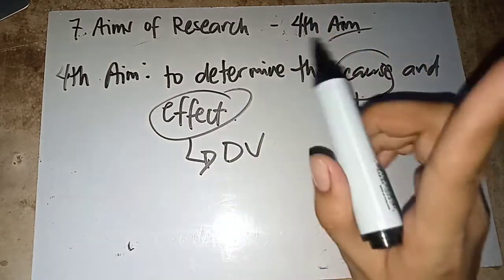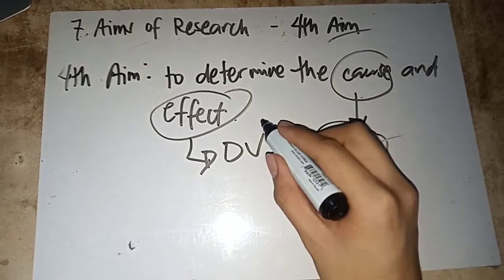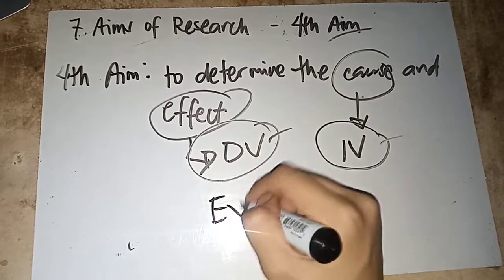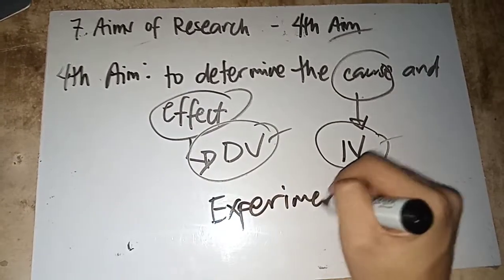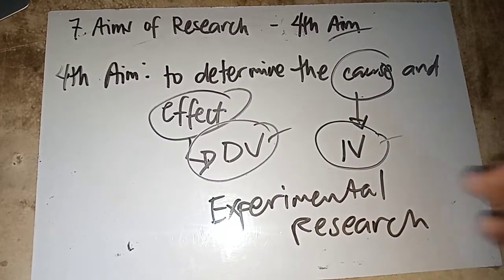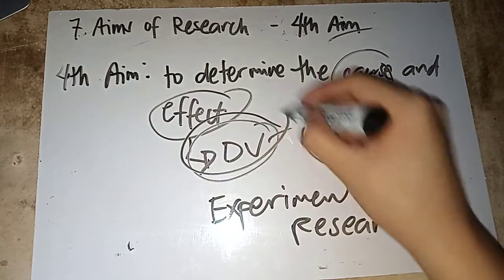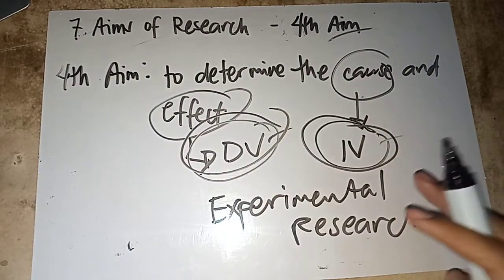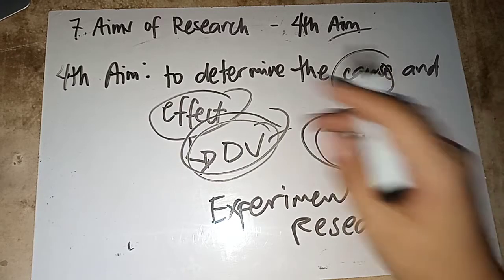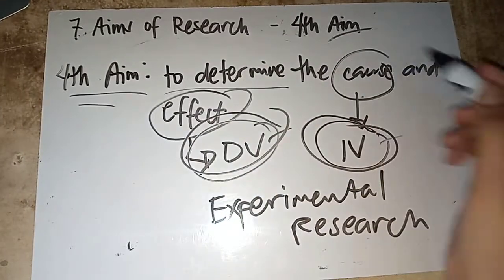So, a type of research where both independent variable and dependent variable are present will be known as experimental research. When we say experimental research, it is a kind of research that utilizes both independent and dependent variables. Later on, it will be discussed even further. But for now, let us settle to the fourth aim of research, which is to determine the cause and effect.